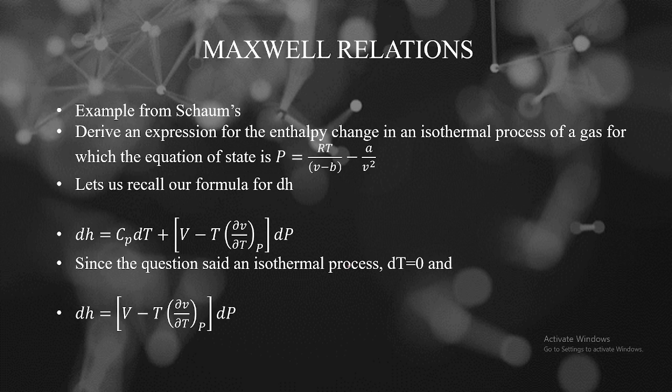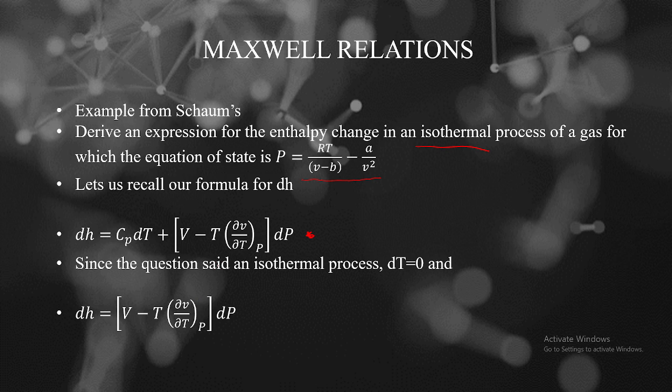It says that we should derive an expression for the enthalpy change in an isothermal process of a gas, for which the equation of state is this. So they've given us the equation of state to work with. For the H, we won't go through the whole proof, but remember we simplified the H to this form.